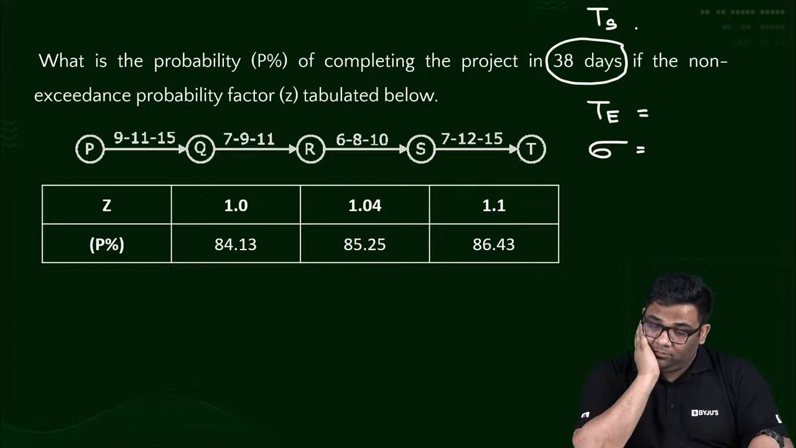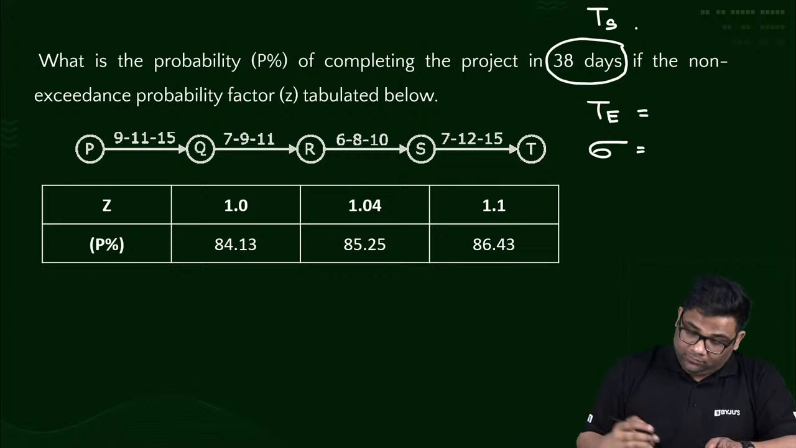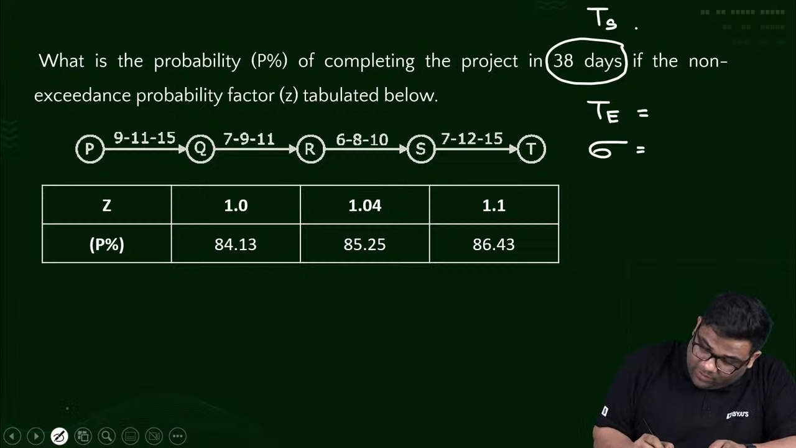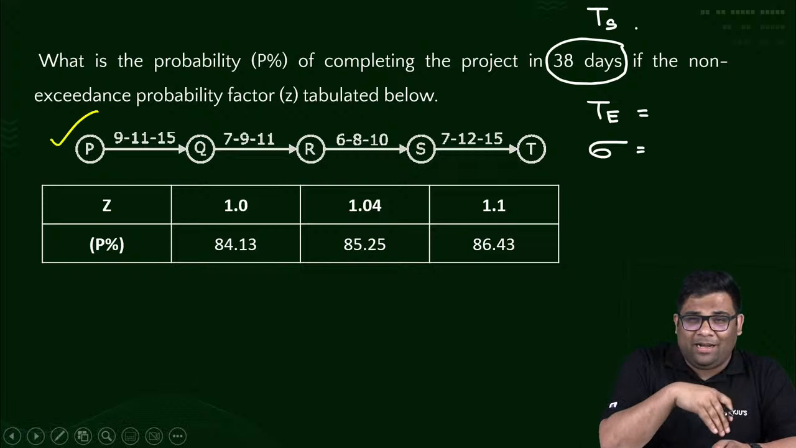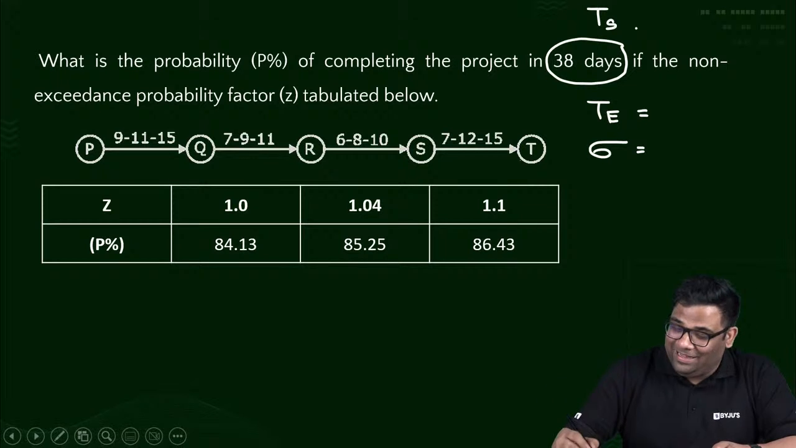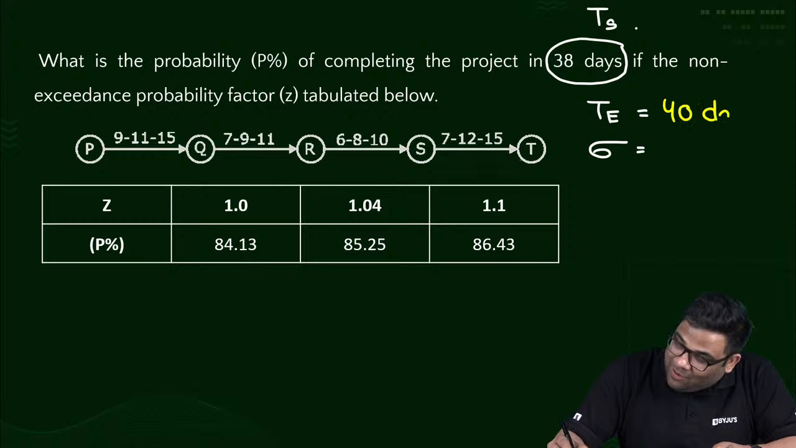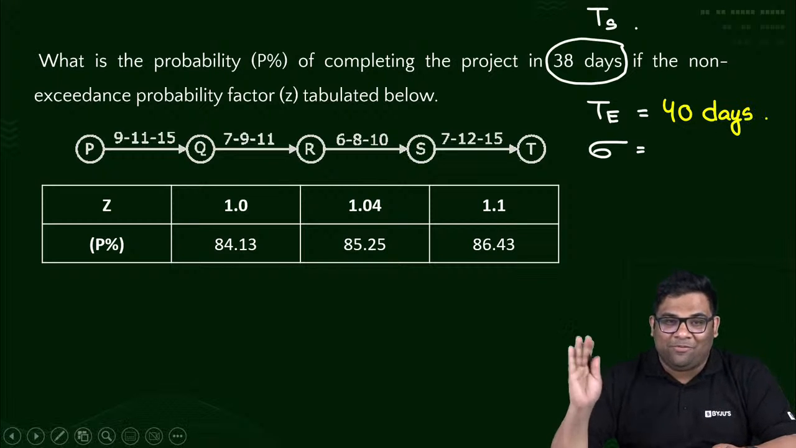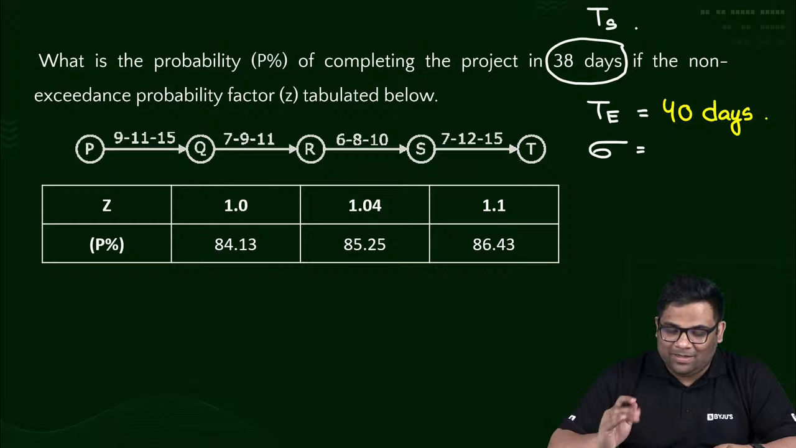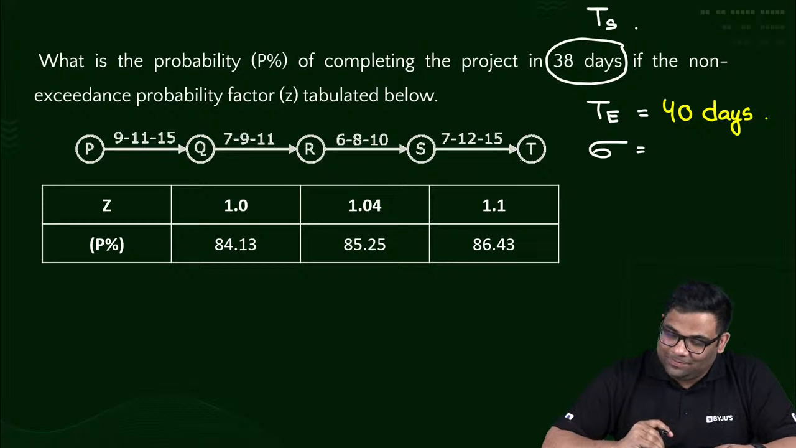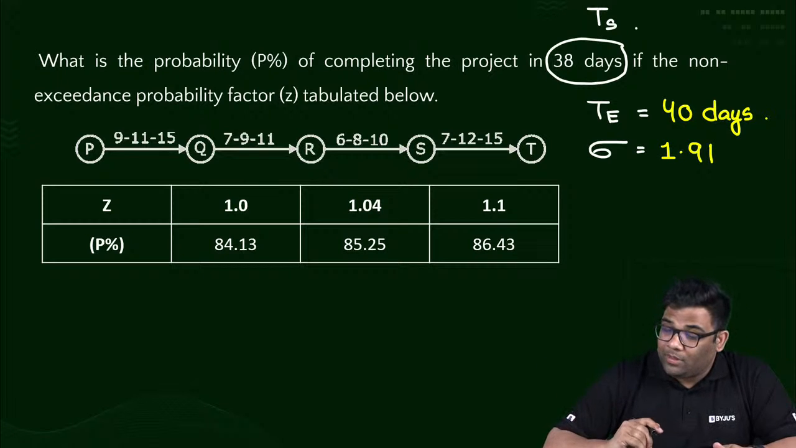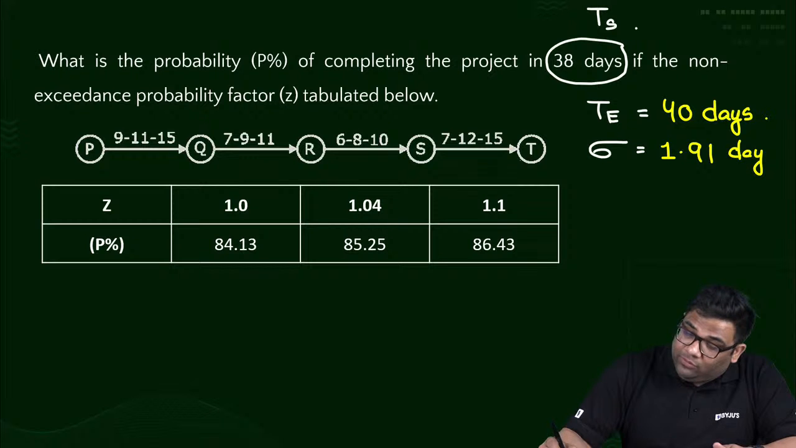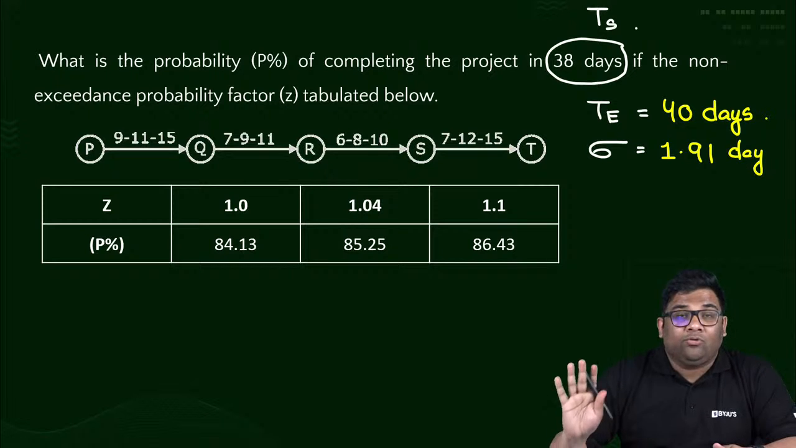TE you are getting 40. This is the same thing which we solved, remember? The same series which I gave earlier. That same thing I have given here. So it will be 40 only. And sigma, how much did we get? 1.914, na? The same thing. Let us take 1.91, no problem. Everyone got these two things or not?